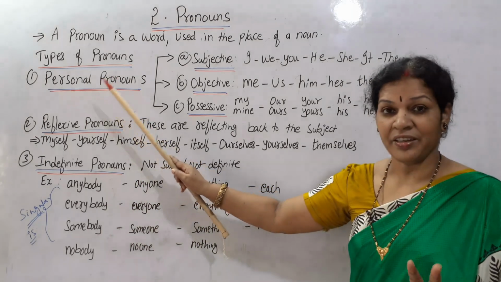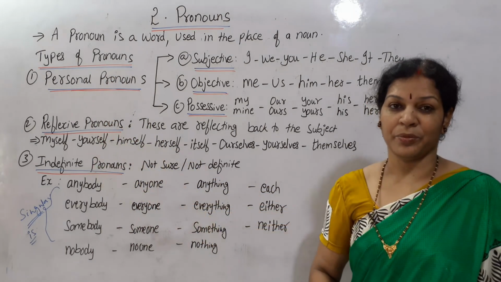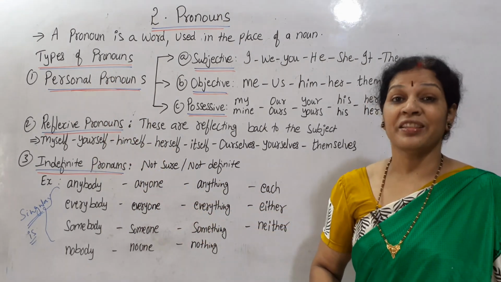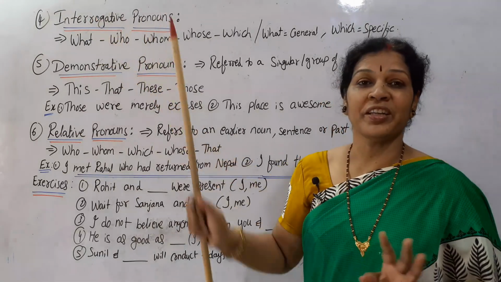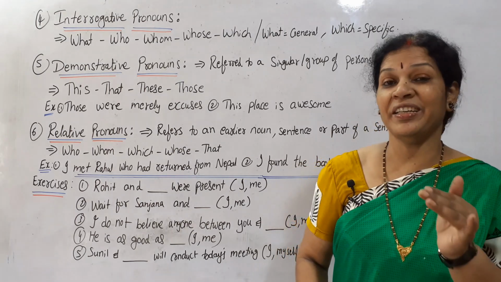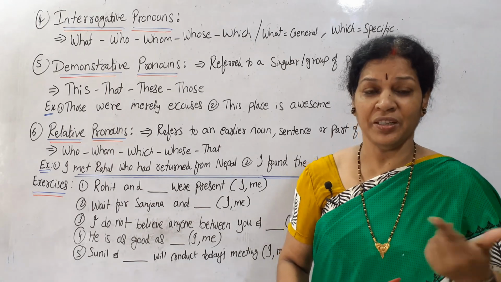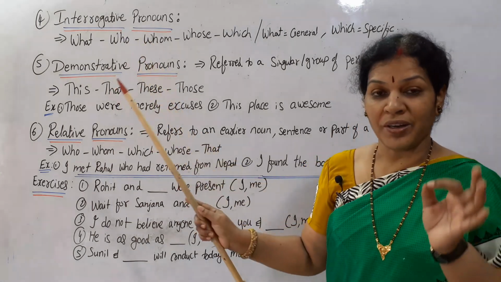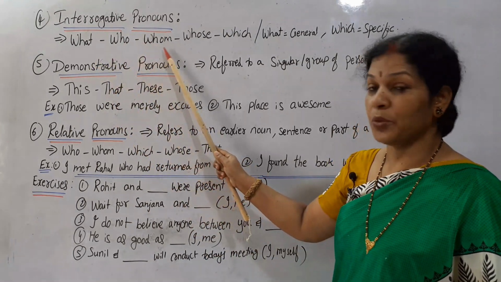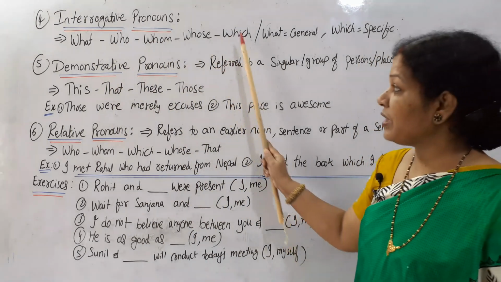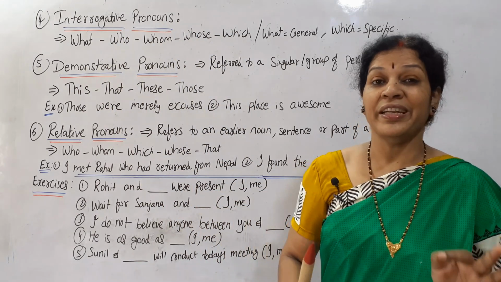We have learned in this slide personal pronoun, reflexive pronoun and indefinite pronoun. In the next slide, we will see 3 more pronouns. Now we will see the 4th pronoun, that is interrogative pronoun. It's very easy to understand. Interrogative: when you want to ask any question, that is interrogation. The words we use for interrogative pronouns are what, who, whom, whose, which. Whenever we use these words, we call them interrogative pronouns.